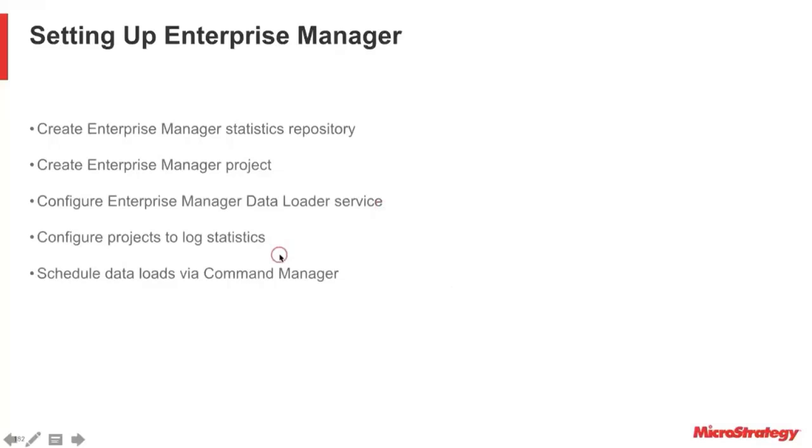And then you configure what stats you want to be logging. Given that you have different types of logs or stats, you have to choose the most efficient ones, otherwise it will be a lot of data being generated. And then it's just a question of scheduling your data load using Command Manager, running automated scripts, in order to make sure that your Enterprise Manager project tables are always loaded in a timely manner.